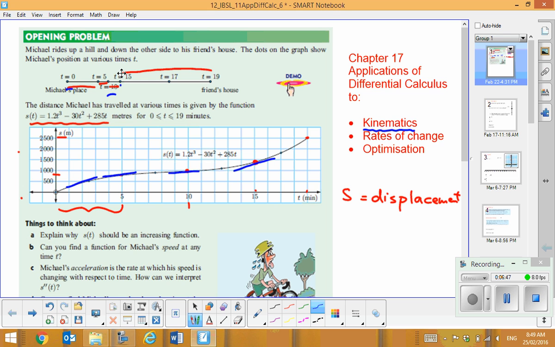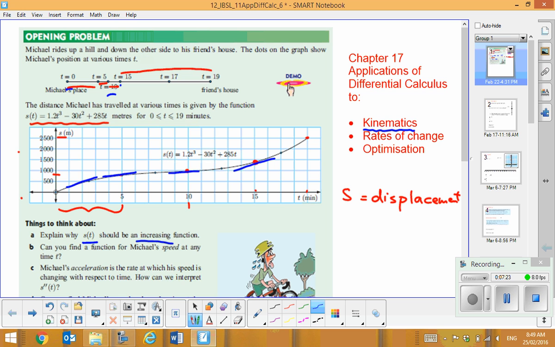Explain why this function should be an increasing function. Because he's constantly gaining distance. You can't go negative. He's not going backwards. He wants to get to his friend's place, so he wants to get further and further away from home. He's not turning around and going back. So it's always getting more. He's always getting further away from home towards his friend's house. Does that make sense?